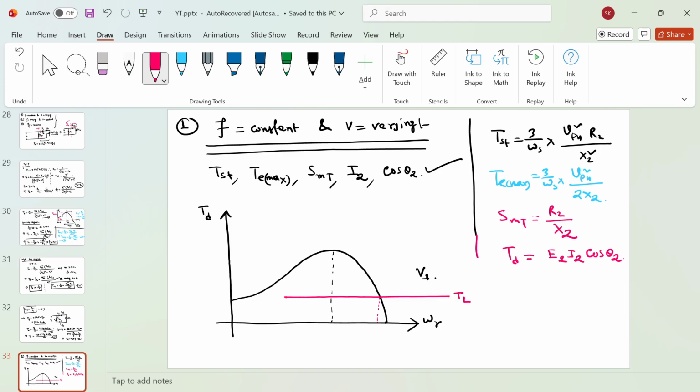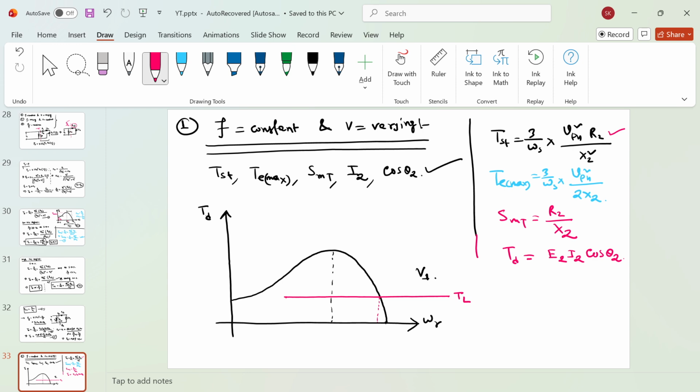Now what happened? I just reduce the voltage. If I reduce the voltage, what will happen? We have to see. You cannot increase the voltage because of the insulation barrier, so you have to reduce the voltage. From the starting torque equation, starting torque is proportional to V per phase square, so if you reduce it, there will be a double reduction.